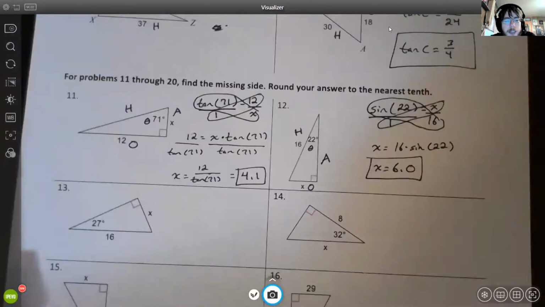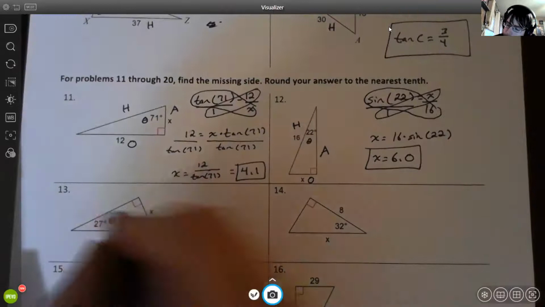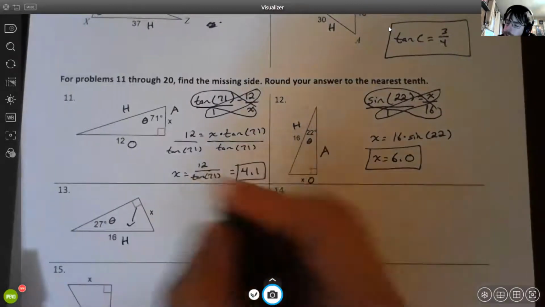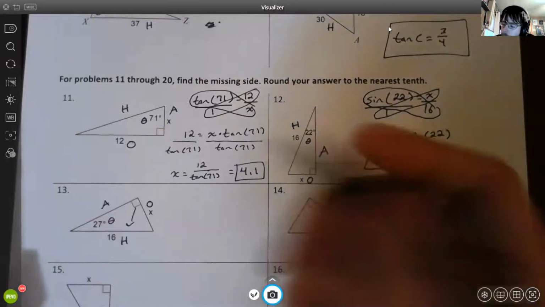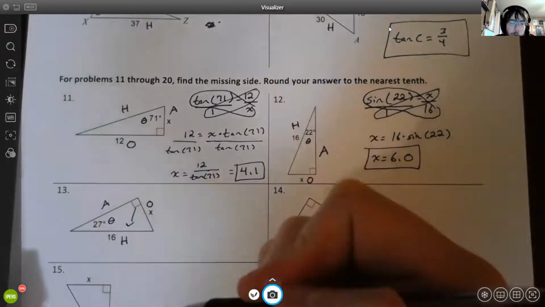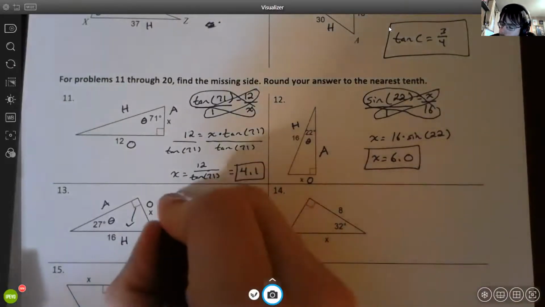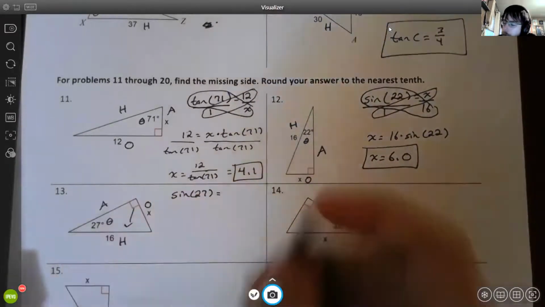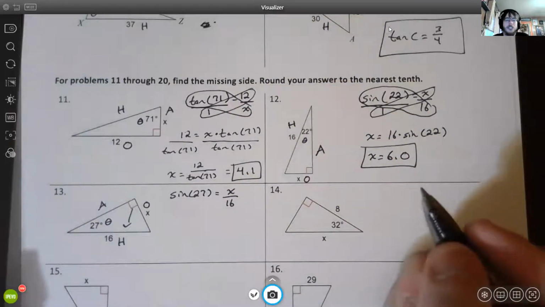All right, number 13. Number 13, our theta would be 27 degrees. So we're going to identify O, H, and A. Our hypotenuse is opposite the right angle, so that would be 16. X does not touch theta, so it would be O, which means our blank side is A. We have H, we want to find O, so that means, again, we're going to be using sine, just with different numbers this time. So sine of 27 is equal to O over H, so O is X, H is 16, so we have sine of 27 equals X over 16.